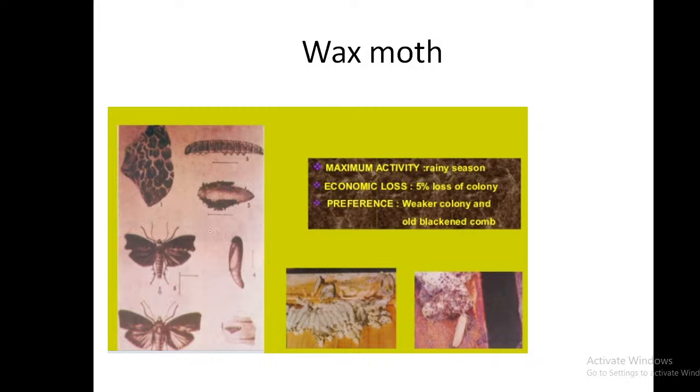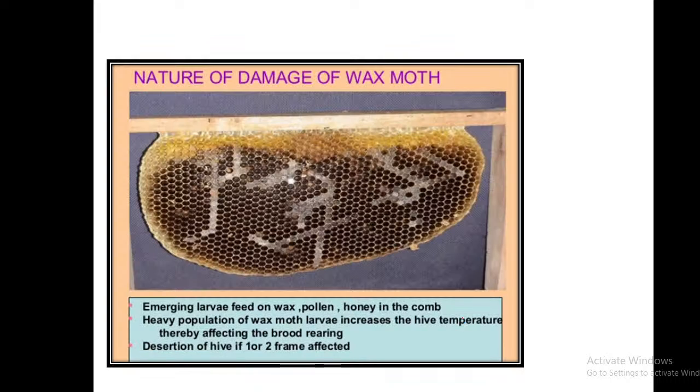This is the moth, and you can see the larval stage. The larval stage will increase in number, and that will result in overcrowding and the hive will be damaged. That is how the wax moth destroys the hive. So, wax moth lays eggs in the honeybee hive.